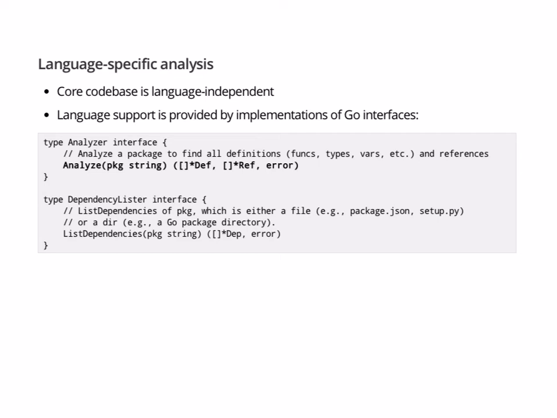When we designed Sourcegraph, we wanted our core code base to be language independent so that our code wouldn't be littered with if language equals Ruby or similar things. And so to implement a new language support in Sourcegraph, you implement a small number of interfaces. So analyzer, dependency lister, and a couple of others that I've left out. And these provide the key functionality to let Sourcegraph understand the structure of code in certain languages. So let's dig into this analyze, which again is what finds all definitions and references.